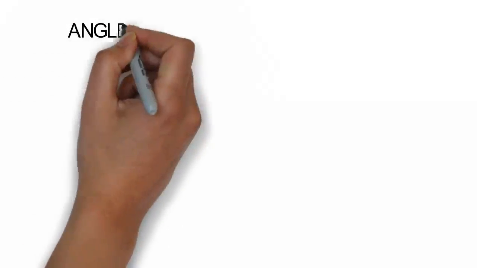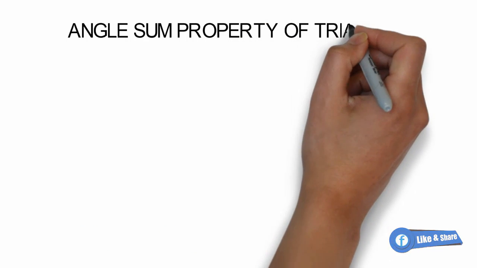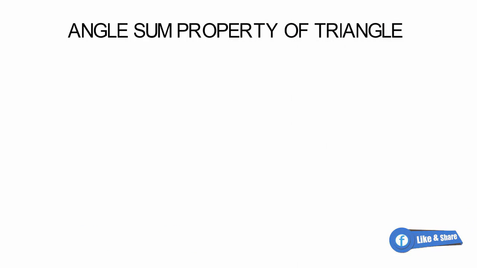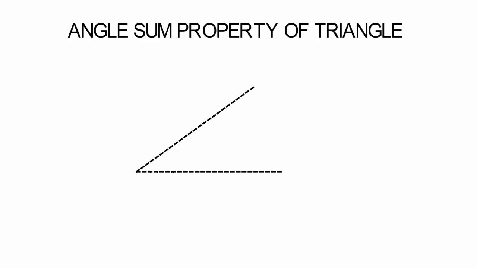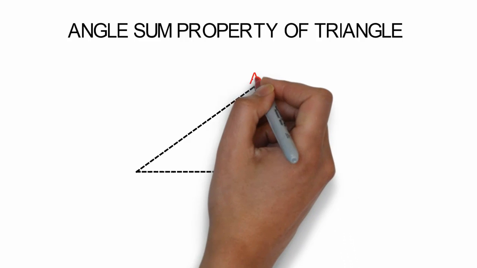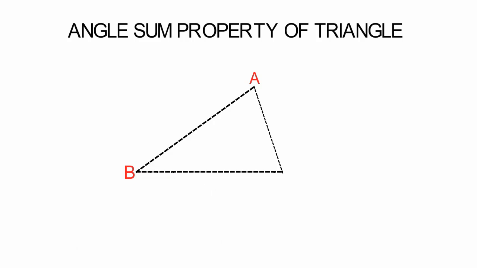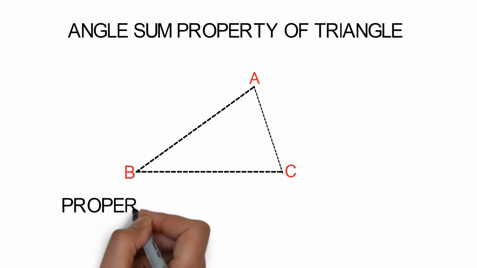Yes student, today we are learning the angle sum property of a triangle. So let us first take the figure of a triangle. This is a triangle. You know what a triangle is. Let this point be A, this B, this C. Now come to the property.